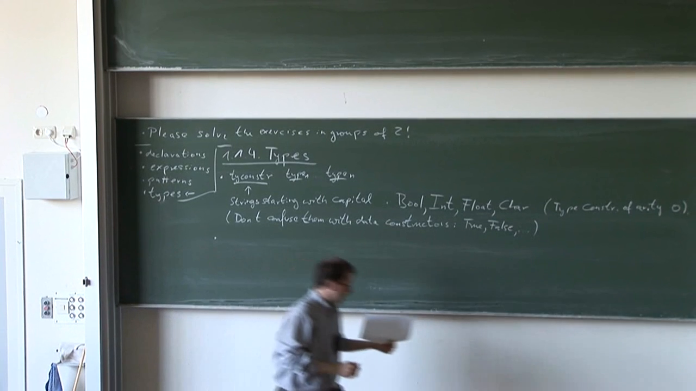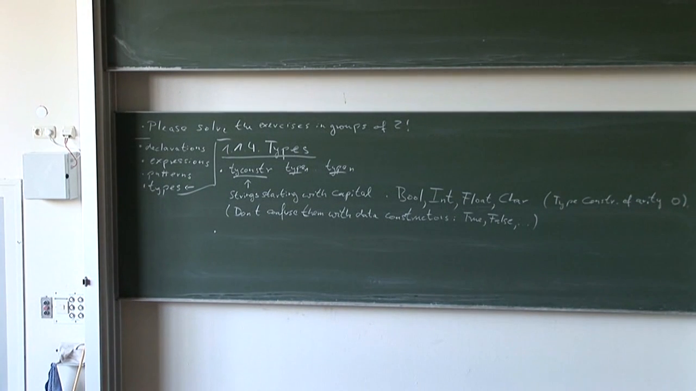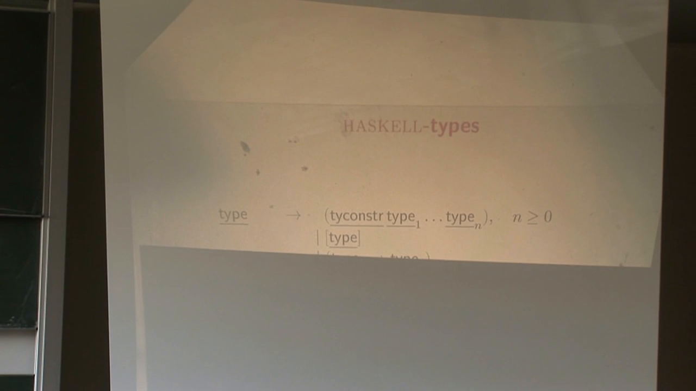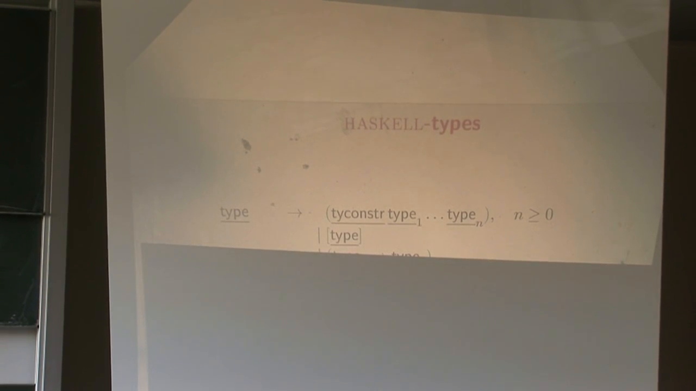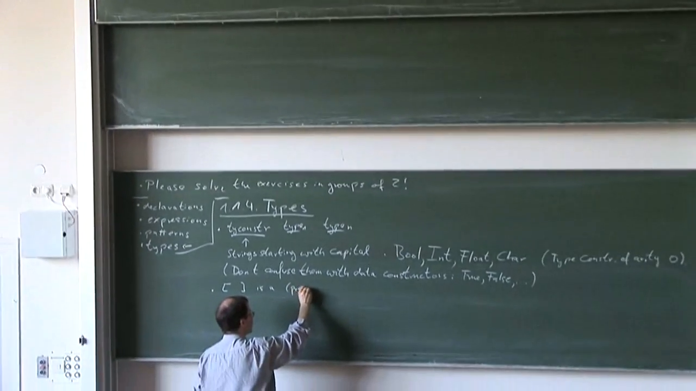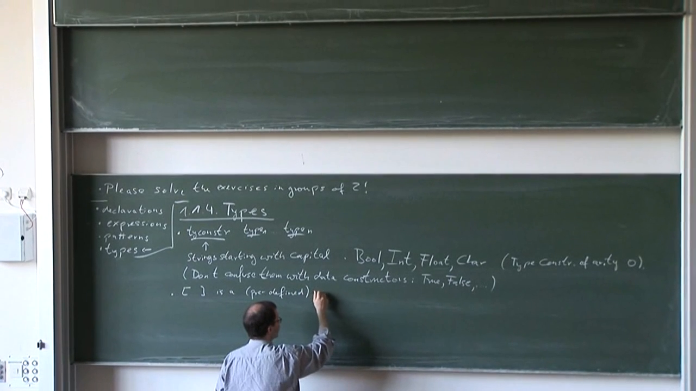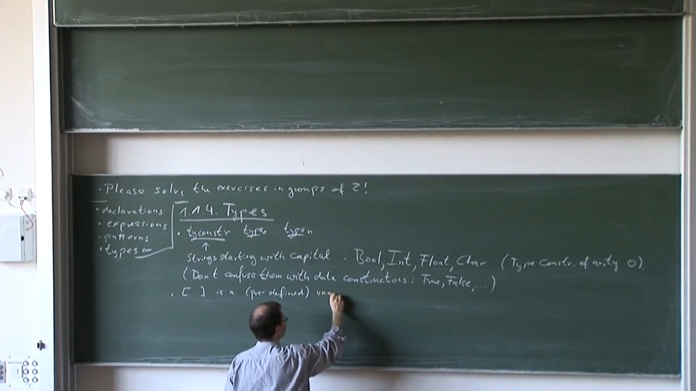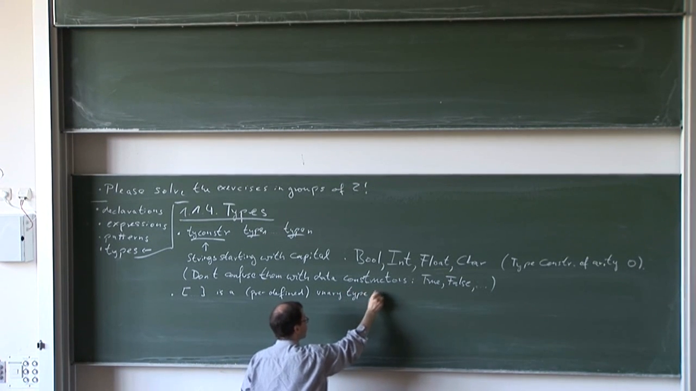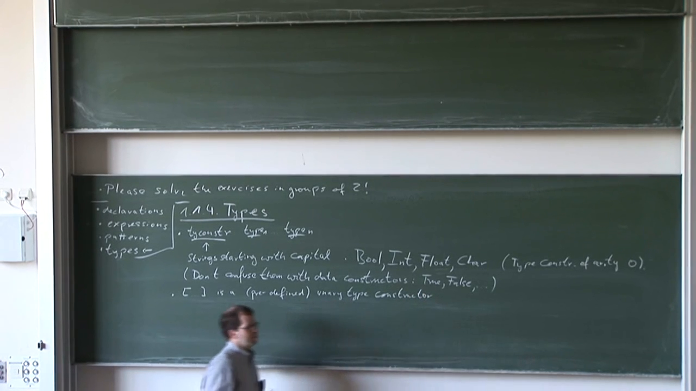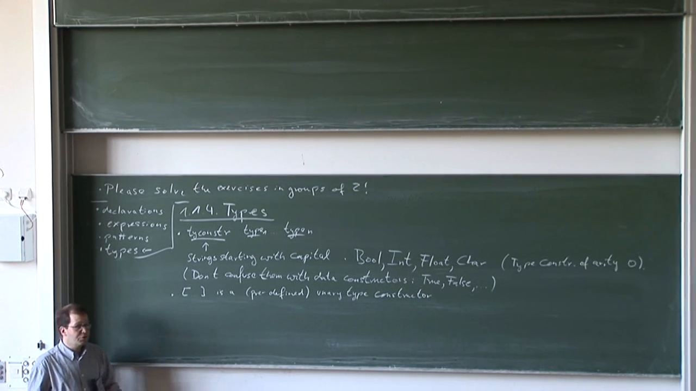The special notation is square brackets. So this is adding square brackets. This is a type constructor. It takes one type and it produces a new type. So this is a predefined type constructor of arity 1. So it's a unary type constructor. And so what happens is it takes a type and it produces a new type.